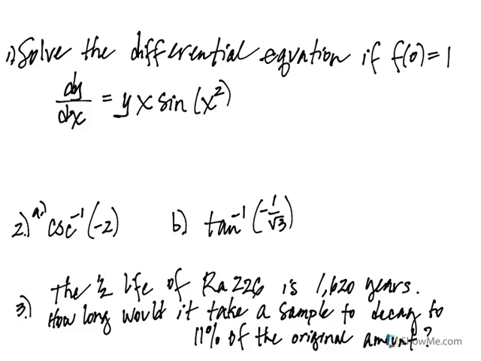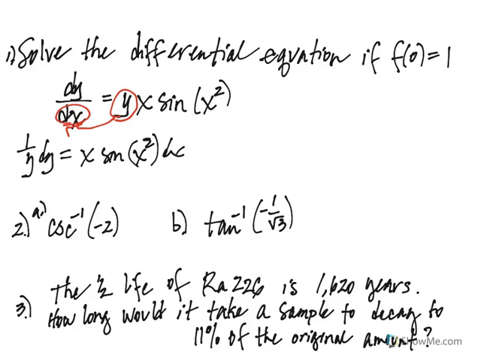All right, so number one here, what I want to do again is separate the variables. I'm going to take the y, move it to the left-hand side. I'm going to take the dx, move it to the right-hand side, which is then going to give me this right here. I've got 1 over y dy is equal to x sine of x squared dx.